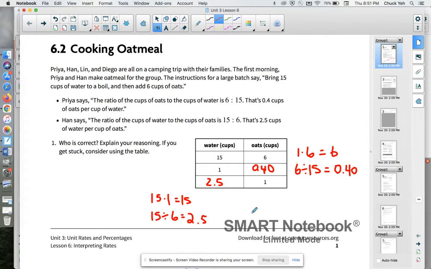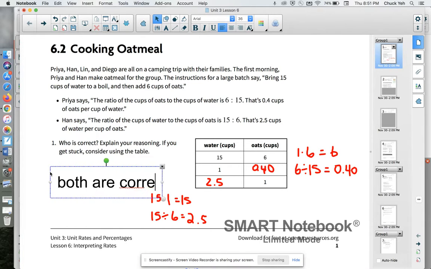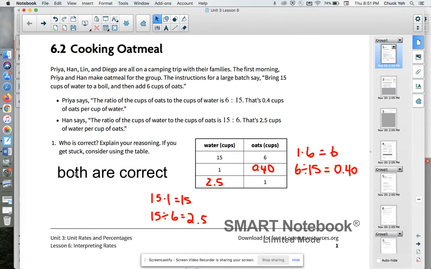All right. So who is correct? Explain your reasoning. So aren't both of them correct? Because 0.40 cups of oats per cup of water, 2.5 cups of water per cup of oats. So I'm going to say both are correct for number 1. All right.